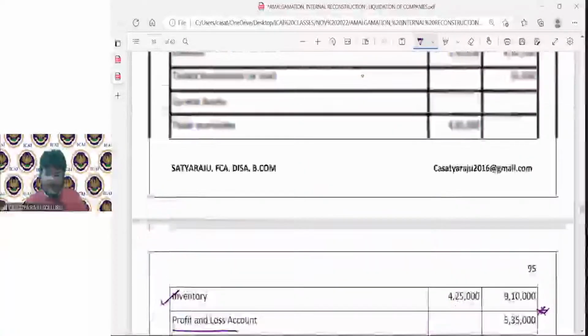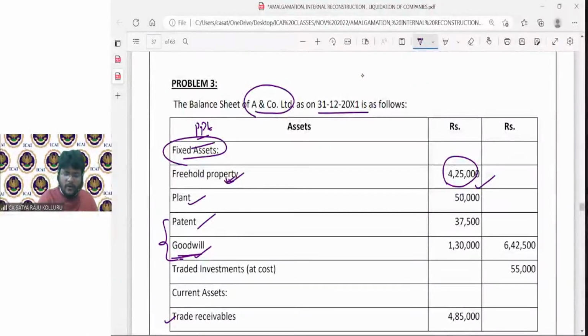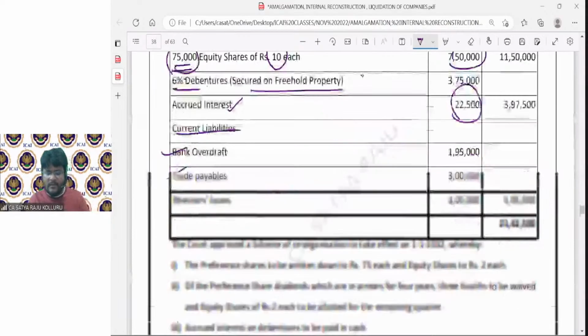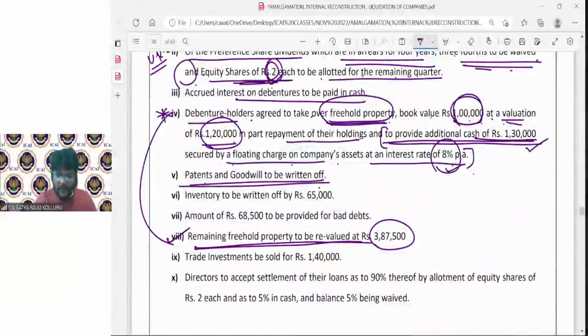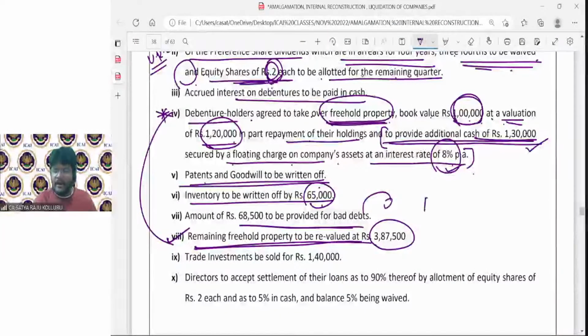If you check while reading the balance sheet, we observed that 2 intangible assets are there. Now, both the intangible assets I need to set off with the reconstruction account at the end. Just hold it. Inventory to be written off by 65,000. This is also on hold. I need to decrease the inventory by 65,000. Amount of rupees 68,500 to be provided for bad debts. Sir, for providing the provision for bad debts, what is the journal entry? The normal entry is P&L to provision for bad debts.